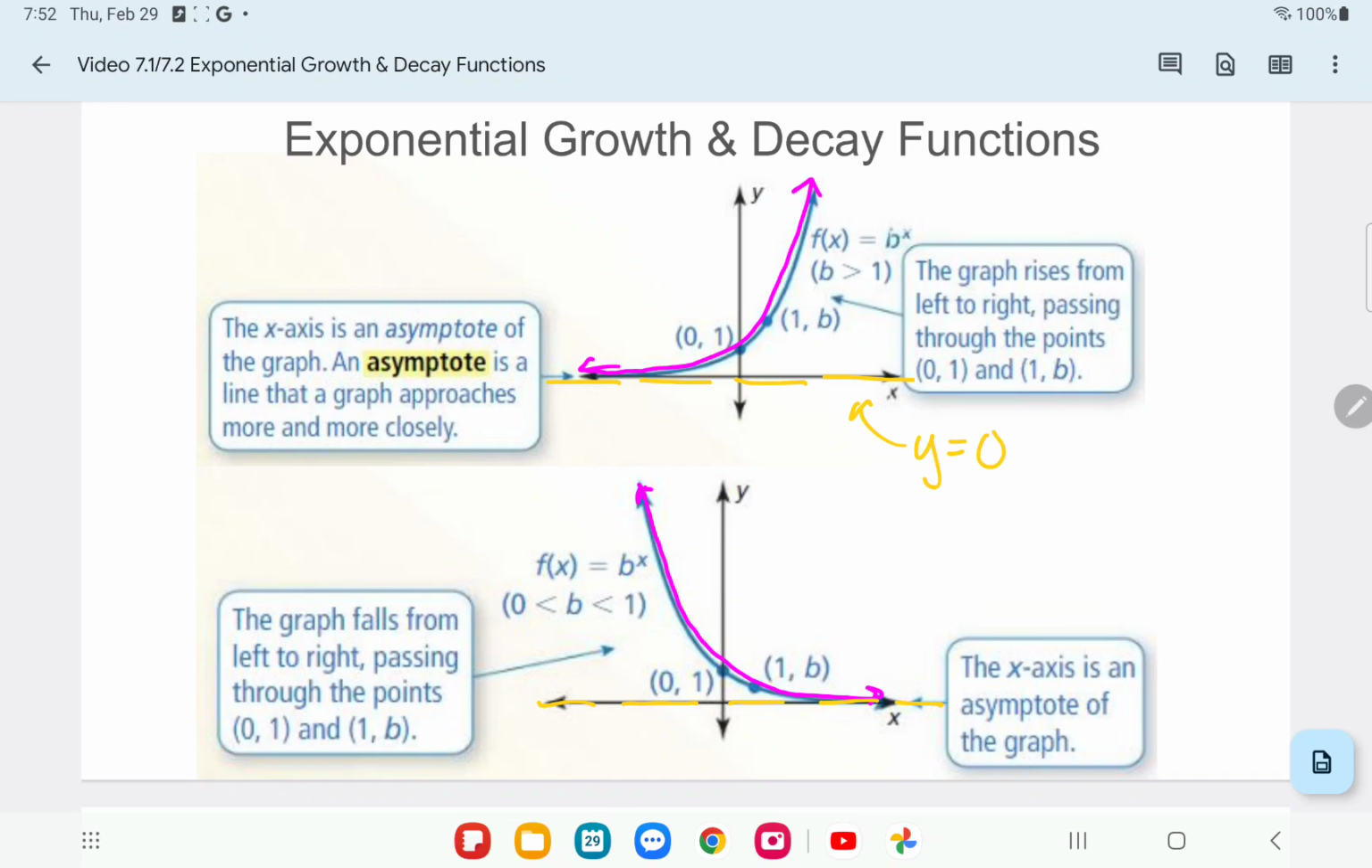And when we talk about transformations, we'll talk about what kind of transformation is going to change where the asymptote of the graph is. Because it's a horizontal line, moving the graph up or down is going to change where that asymptote is. But for the parent function, it's always going to be the x-axis, or y equals 0.